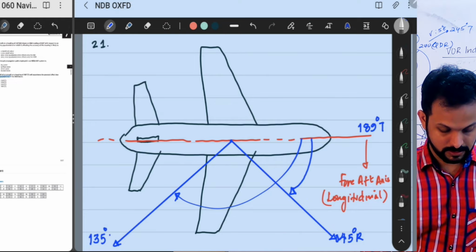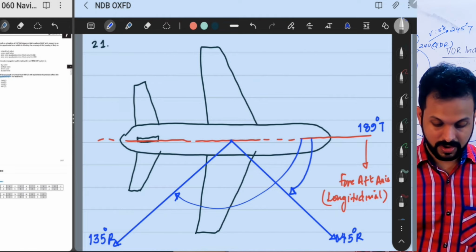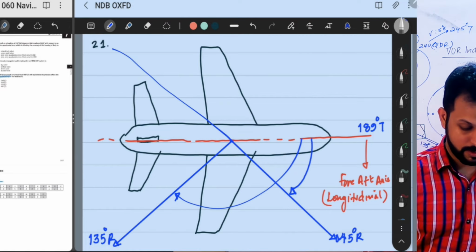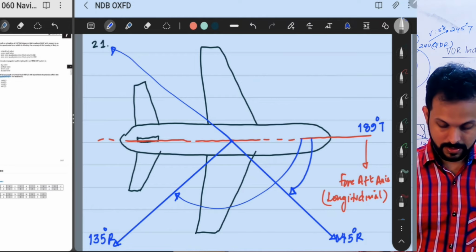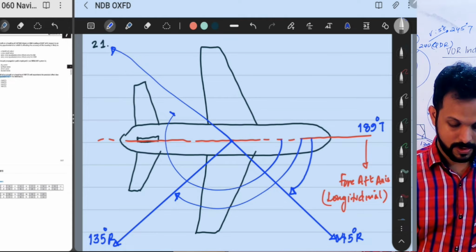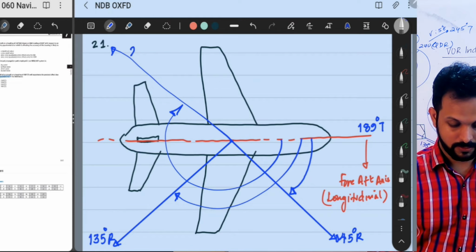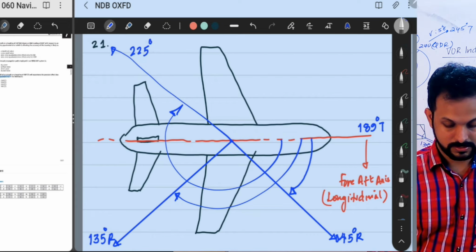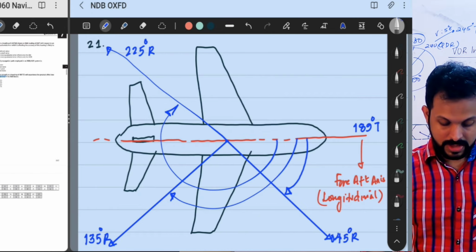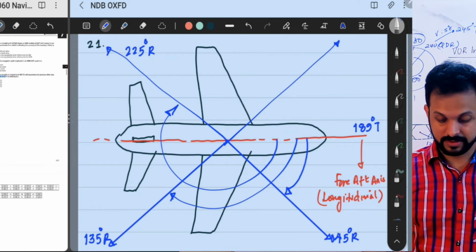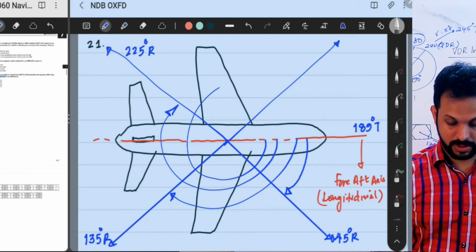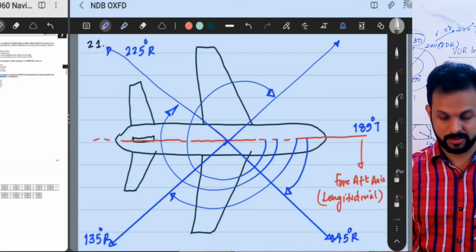135 degrees. And now we have the third relative bearing that is opposite to the 45 degree relative bearing, and that's going to be 225 degrees relative. The fourth relative bearing would be exactly opposite to 135 degrees relative, and that's going to be 315. Just rearrange 135 and you will get 315.